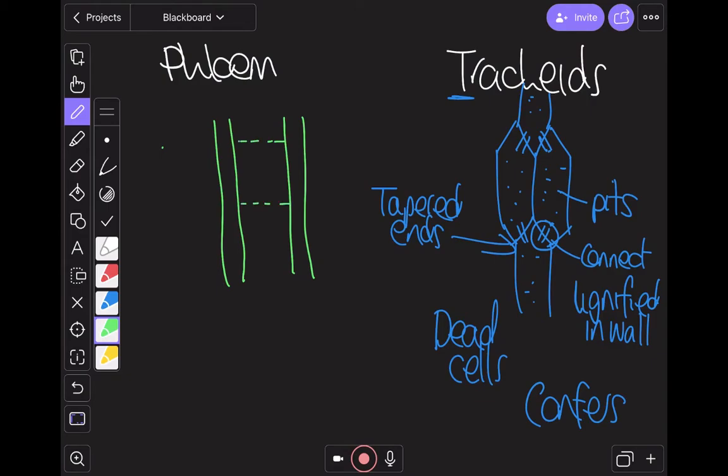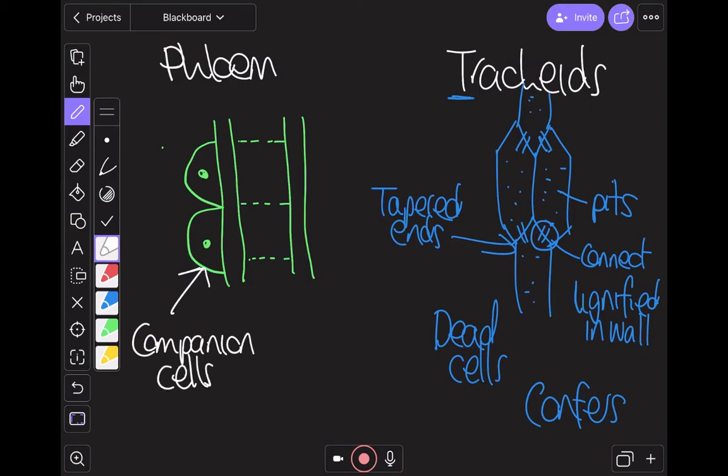So again, this is a longitudinal section looking down. Now, I'm not being rude, but in my head, these are like boobs. So phloem has, these guys are called companion cells.